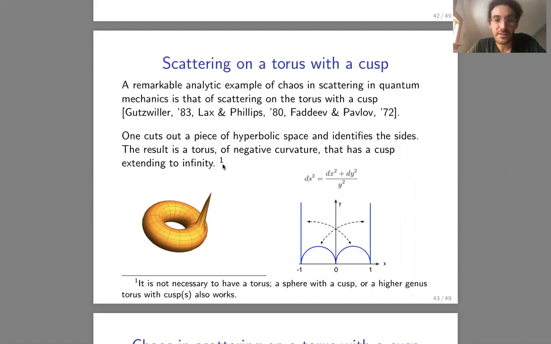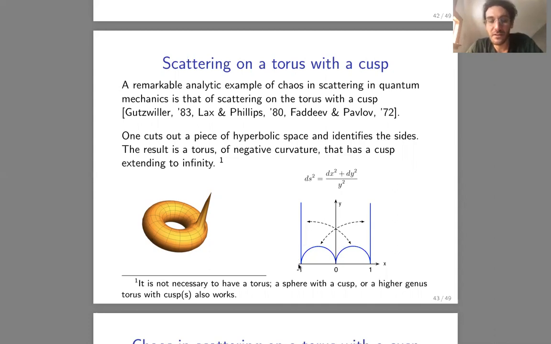So one takes a piece of hyperbolic space, which we're familiar with, ds squared equals dx squared plus dy squared over y squared, and we cut out a piece of it and identify the sides. The piece we cut out is what's drawn here, and we identify this side and that side. That's roughly what we do when constructing a torus: there are four sides, and we identify two and two.